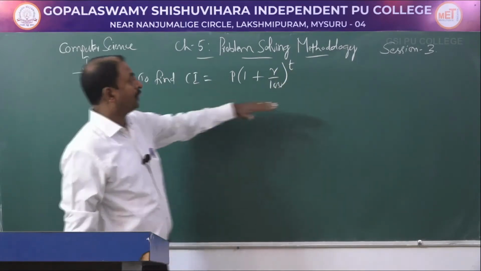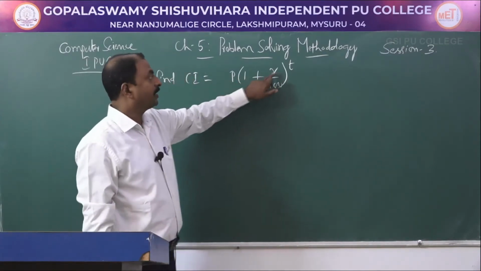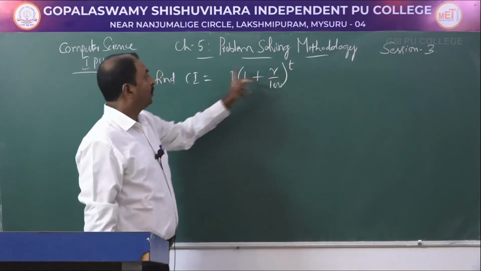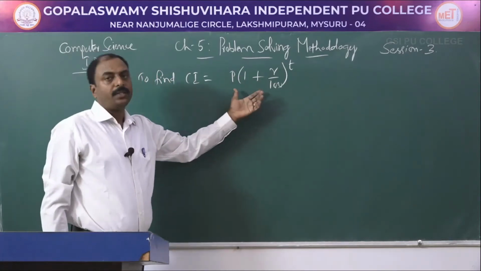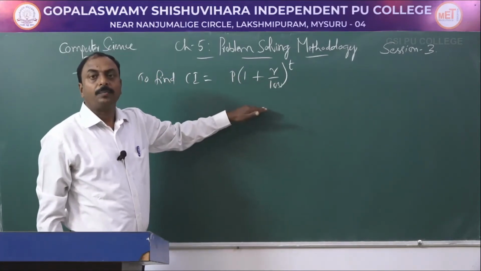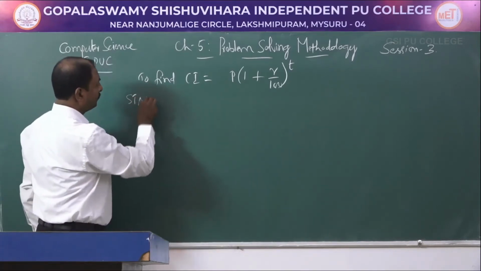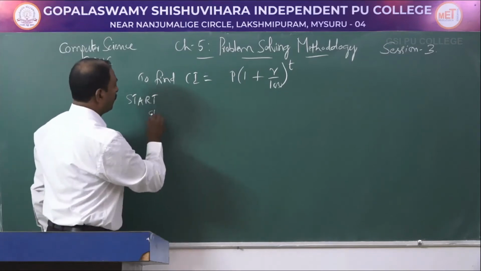If you want to find out compound interest, we should know the values of principal, rate of interest and time. So according to this formula, we should know the values of P, T, R, then we have to apply this particular formula, then we have to print the result. That is the step-by-step procedure to solve a problem. First, we have to start an algorithm. And here, what is step 1?